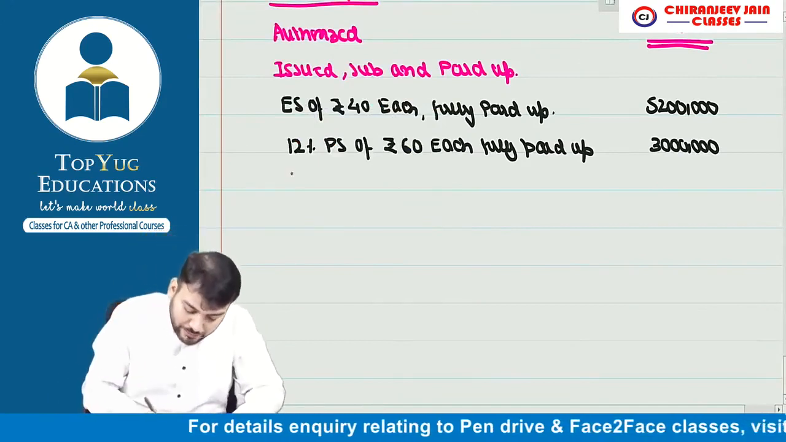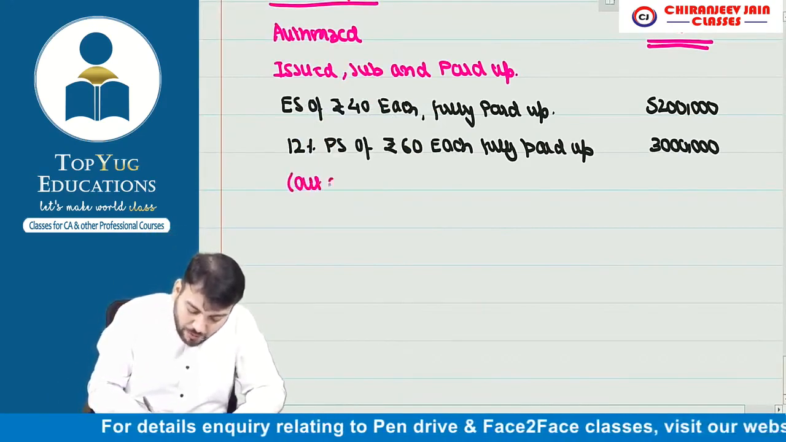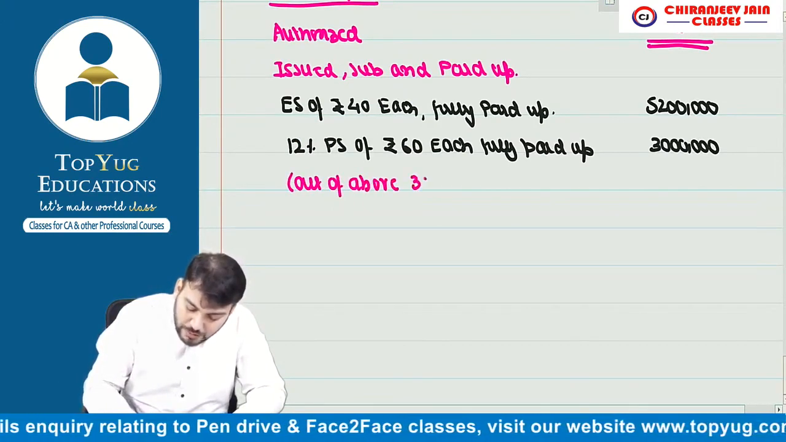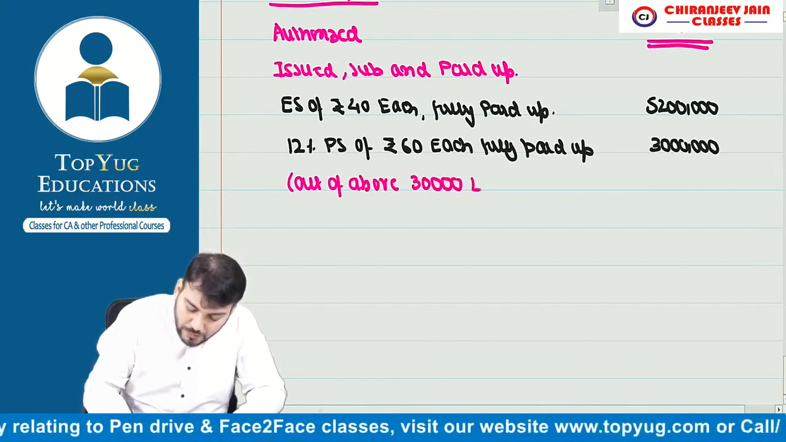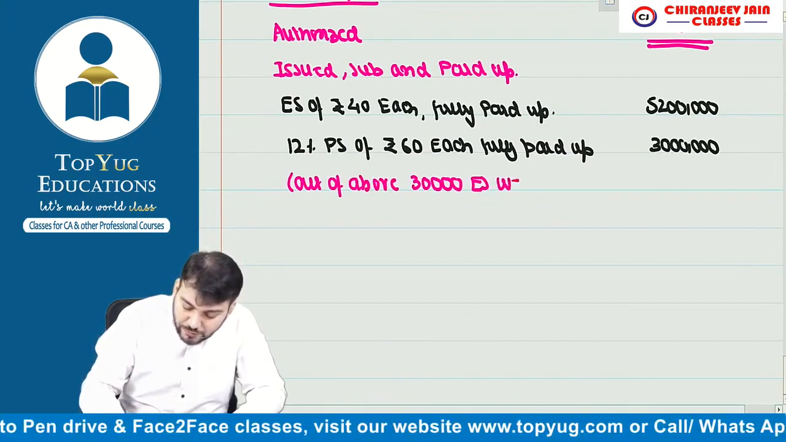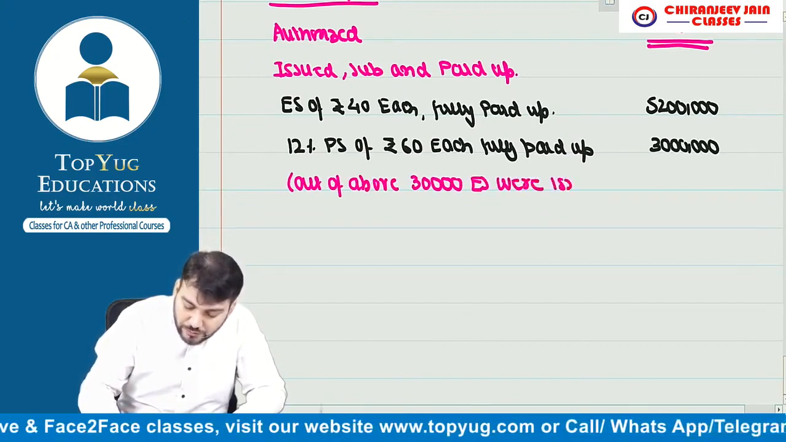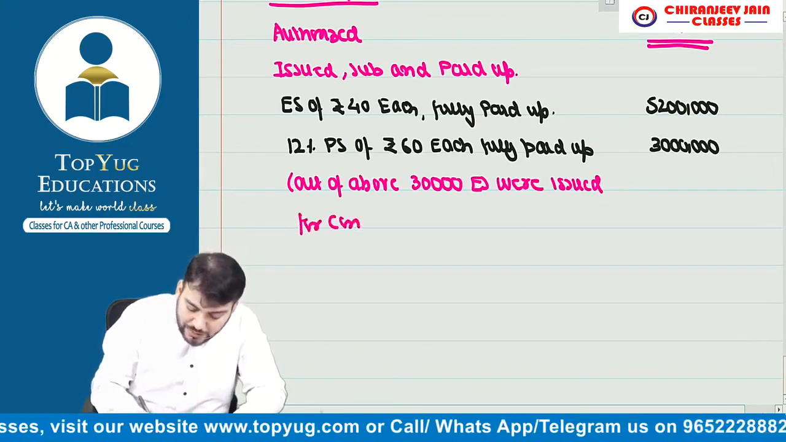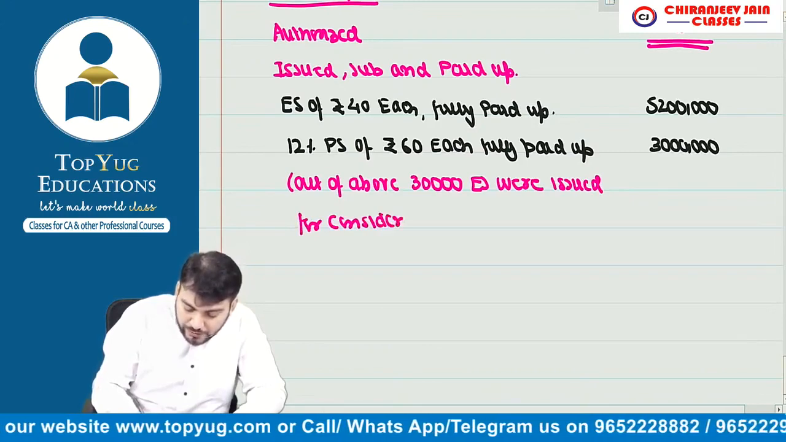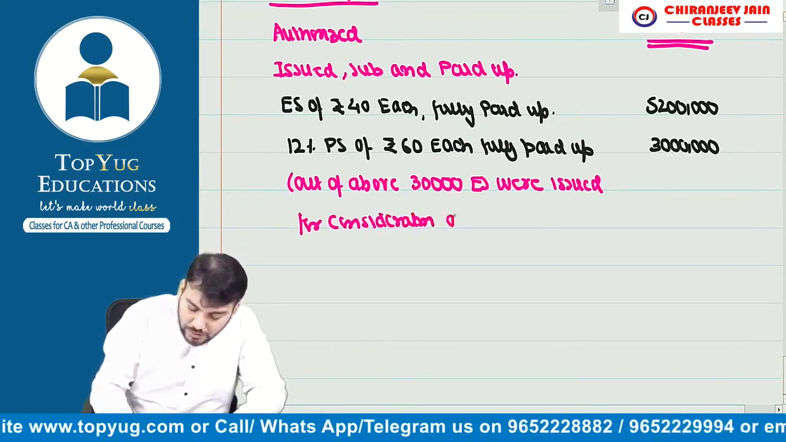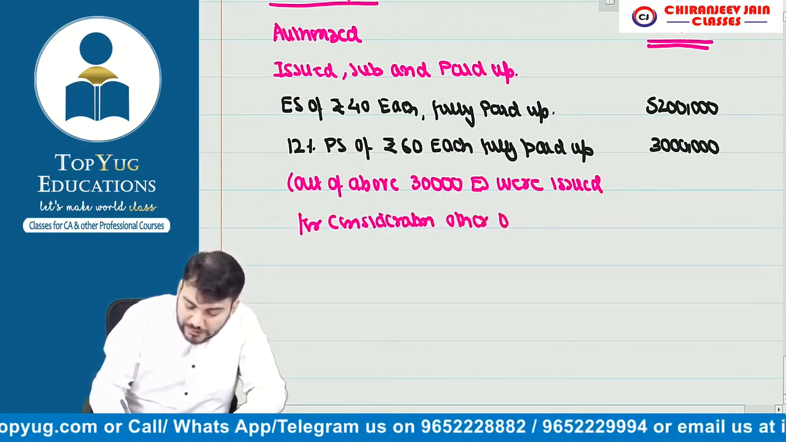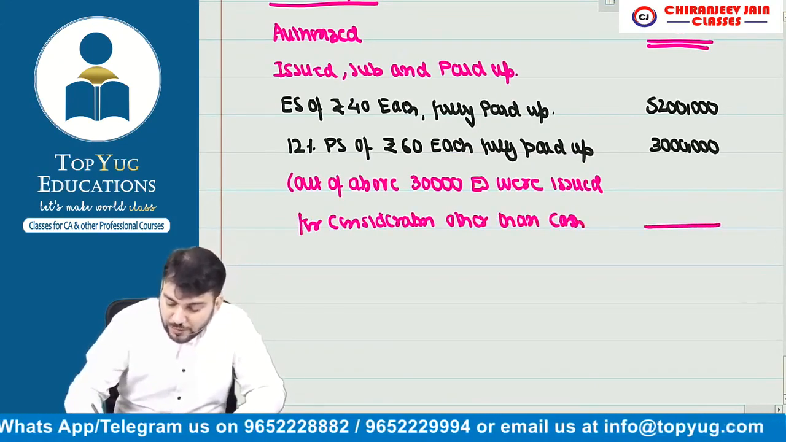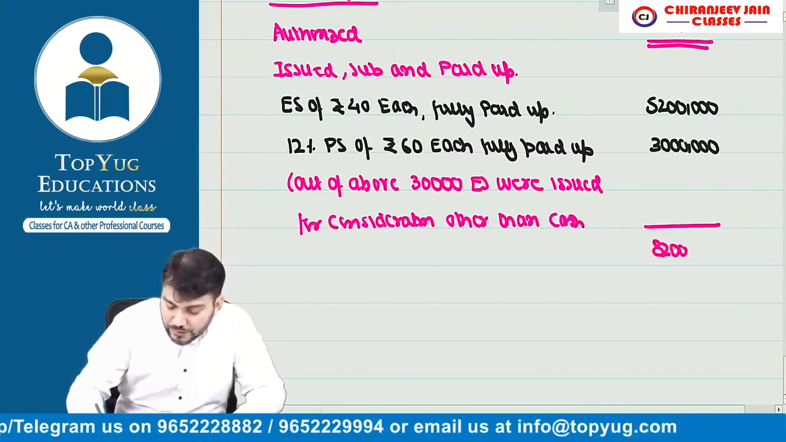Correct? Here we will write: out of above, 30,000 equity shares were issued for consideration other than cash. Correct? Yes, sir. Total becomes what? 82 lakh.